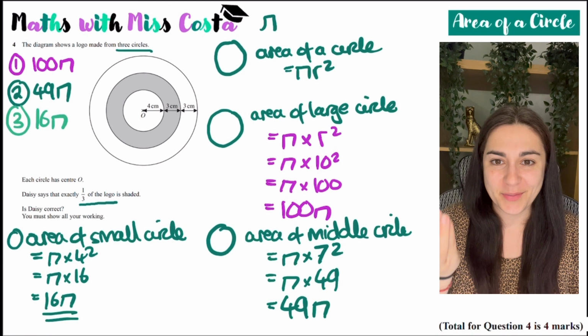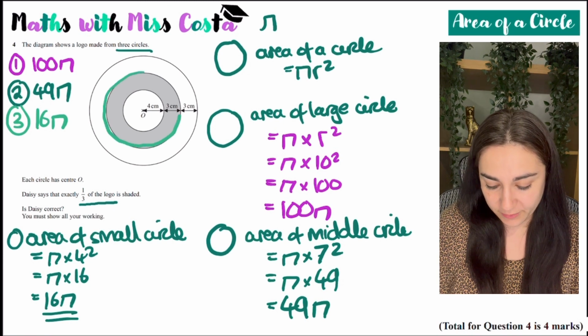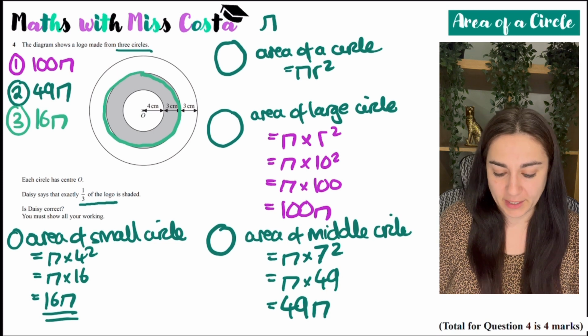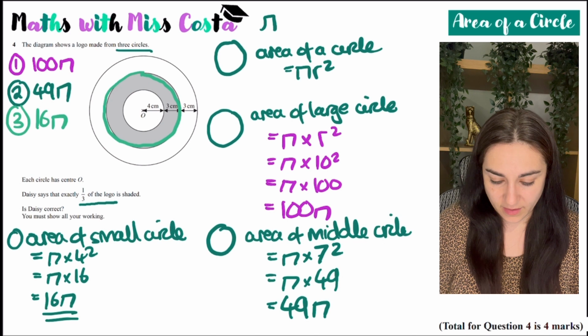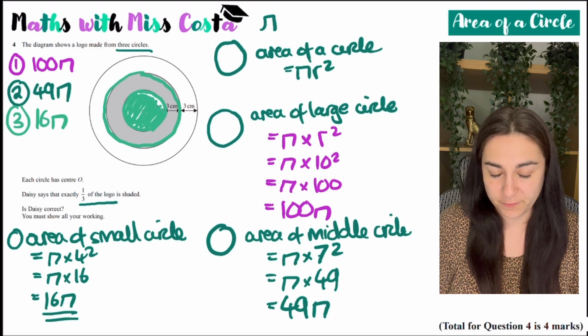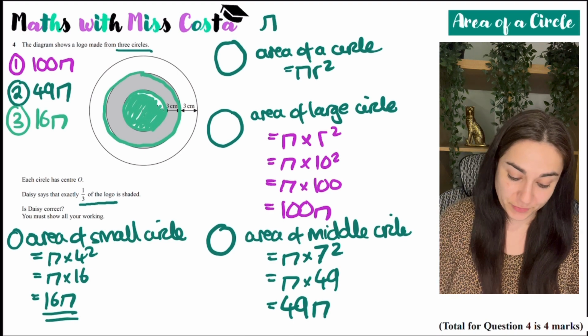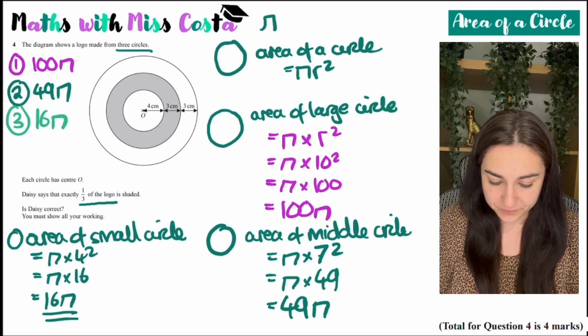And so to work out the area of the shaded bit, what I want to do is work out the area of this middle circle. So imagine it's not a shaded circle, okay? And then I want to subtract this from it because this has been taken out. So basically work out the area of the full circle, of the middle circle, and then subtract the area of the smaller bit. That's how we always work out shaded area.